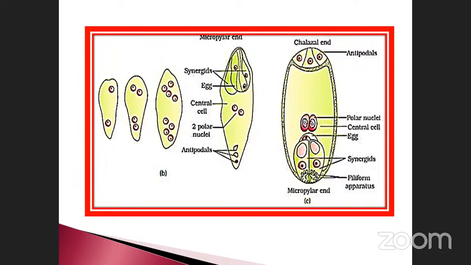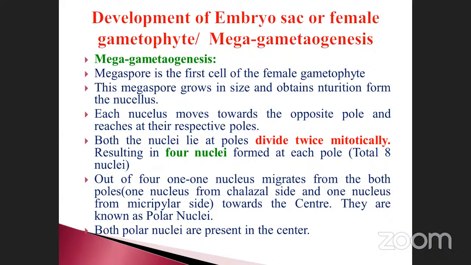See the megagametogenesis. Megagametogenesis is nothing but what? The first cell of the female gametophyte. You got it? See the megagametogenesis. The megaspore is the first cell of the female gametophyte, right? It gets the nutrition from the nucellus. After getting the nutrition, what happened? It gets the energy. It can move towards the opposite pole and reach the respective poles.